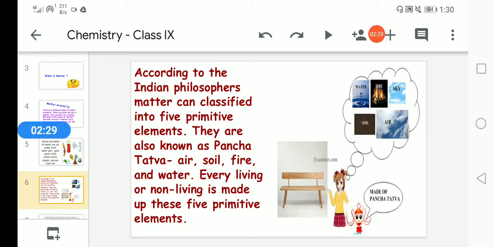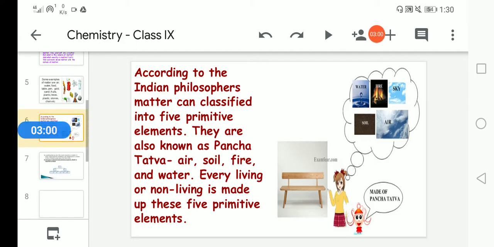Here, there is a cartoon in this picture. There is a wooden bench. All of you know that. From where we get wood? From trees. These trees grow in the soil with the help of water, air, and heat from the surroundings. In this way, we can say that living thing or non-living thing can be composed of or can grow with the help of these five basic things.